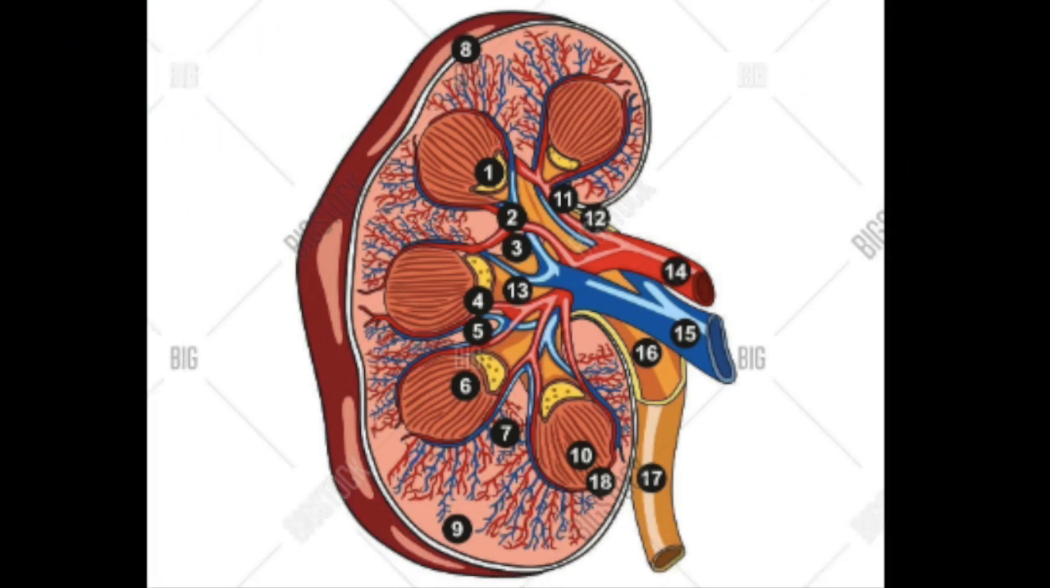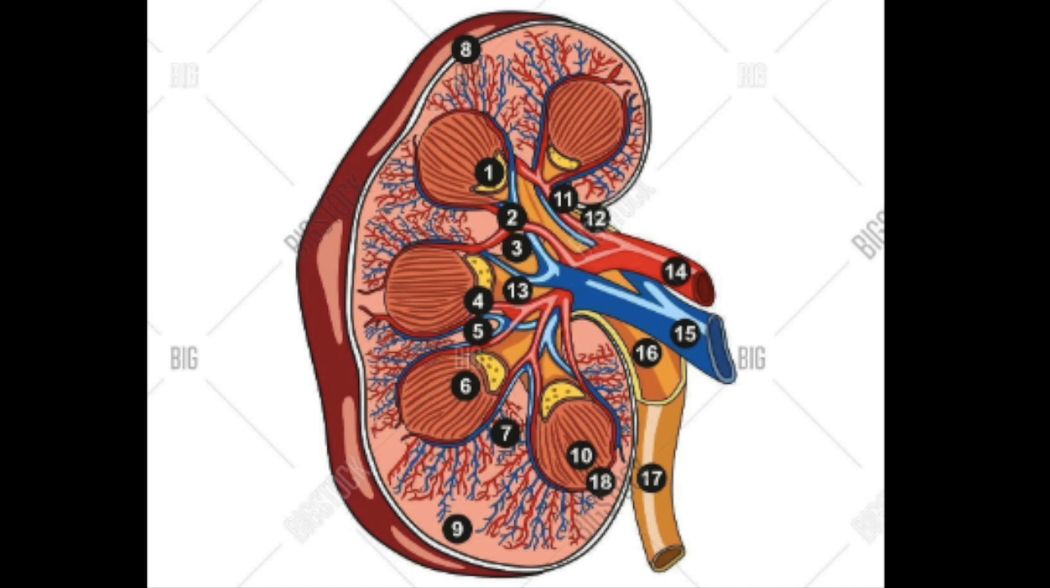Next, we're going to be talking about the anatomy of the kidney. Each portion of the kidney is labeled using a number. Number 1 and number 13 are the minor and major calyxes of the kidney. They extend into the renal medulla and the renal pyramids. The calyces collect urine in the kidneys.